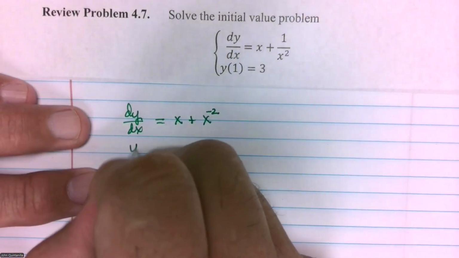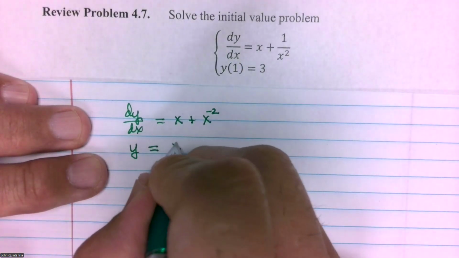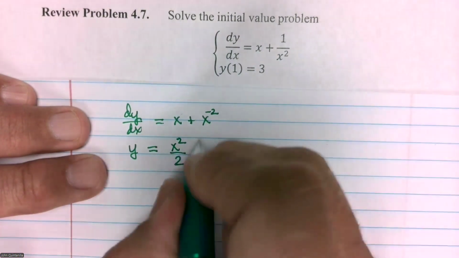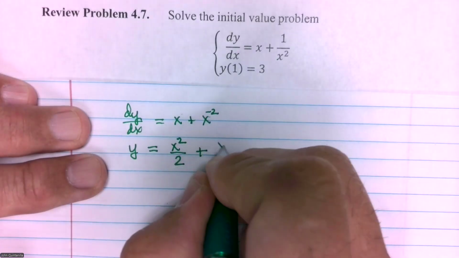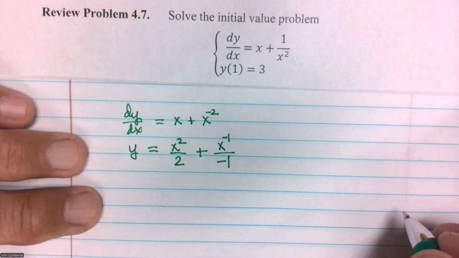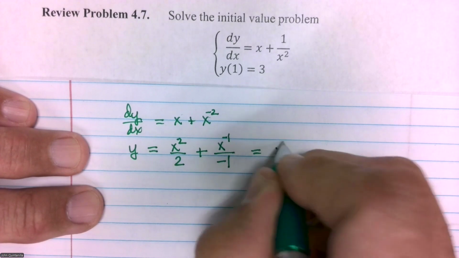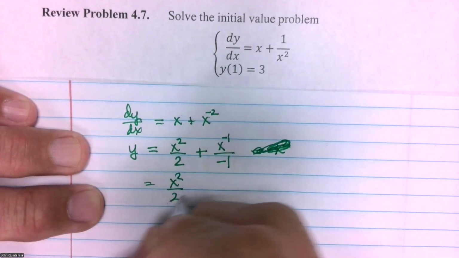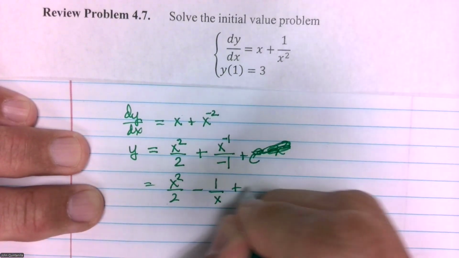And so if I find the antiderivative, y will be equal to, I add 1 to the exponent for x, getting x squared, then I divide by the new exponent, so I get x squared over 2. And then for this second term, again, I would add 1 to the exponent for negative 2, and then divide by the new exponent, which is negative 1. And I can rewrite that as x squared over 2 minus 1 over x. And I forgot the plus c here.